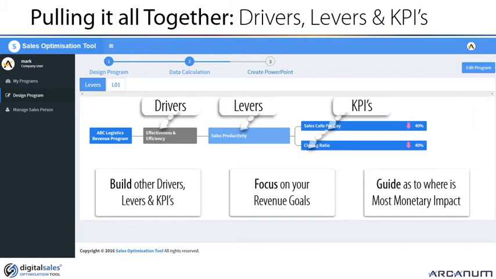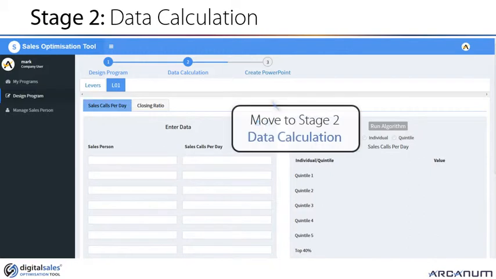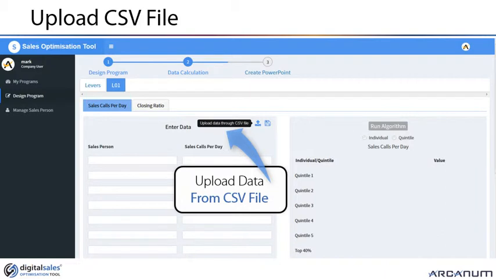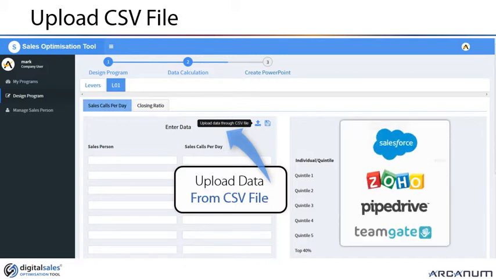It is worthwhile building out all 4 recognized drivers, levers, and KPIs, as the impact analysis later in the program will guide you to where you will get the most monetary impact. It is very important in this program to understand where you get your data from and its accuracy. For ease of uploading, there is a pre-designed CSV file template which you can download. Once completed, you can then upload the template to populate the data. For more complex programs and companies running Salesforce automation systems, we can easily integrate the data from virtually any system.